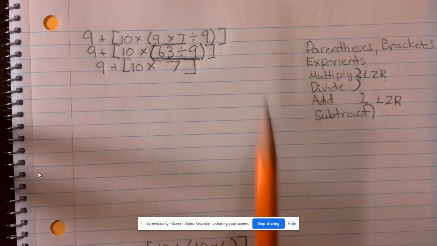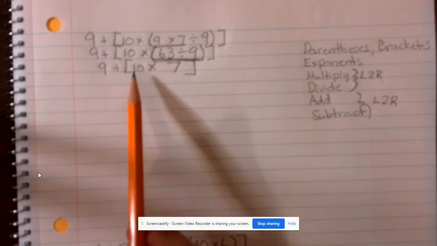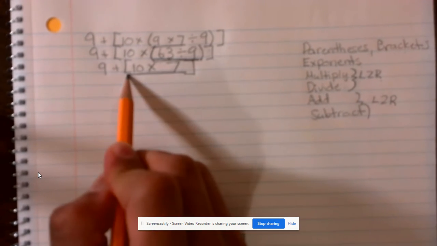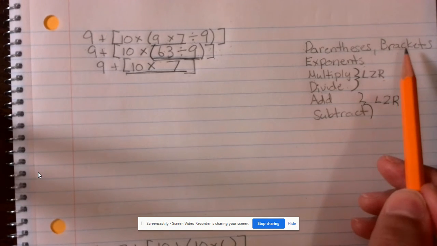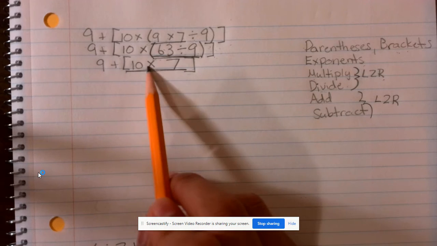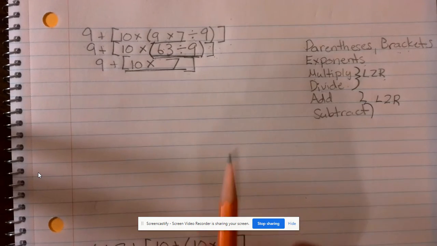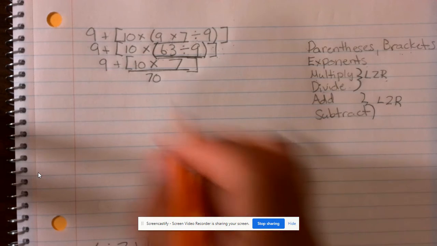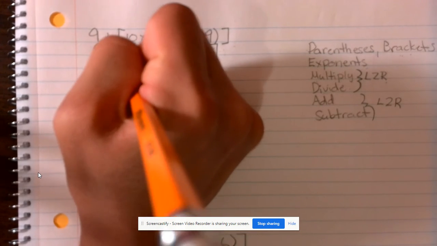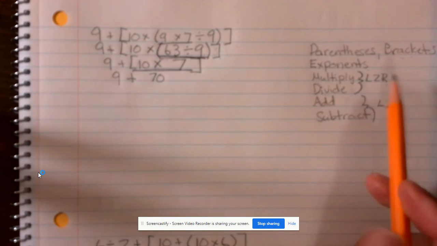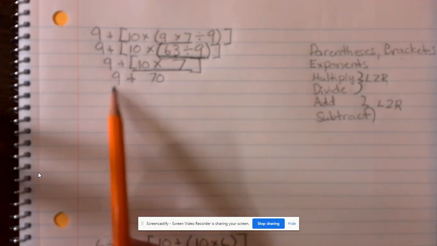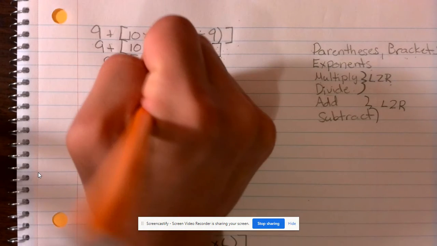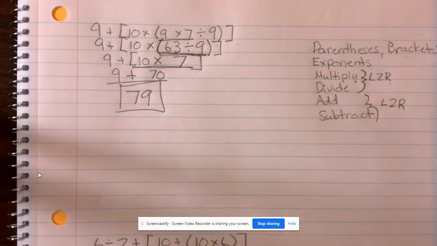So you can get rid of your parenthesis signs, but bring your bracket sign down. So I still have my brackets. I have 10 times 7. That is my next step because we're still on parentheses and brackets. 10 times 7 is 70. Bring down your 9 plus, and my last step is to add. 9 plus 70 is 79, and 79 is my answer.